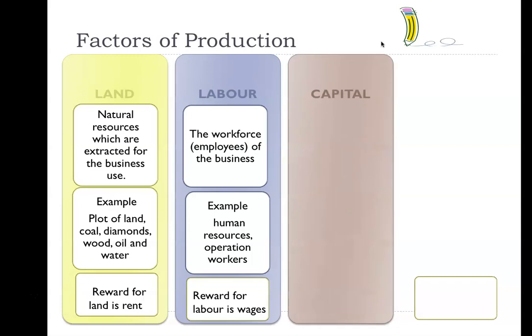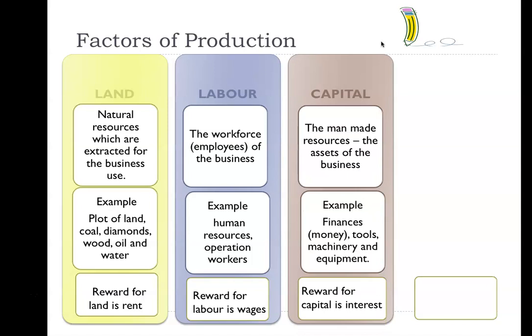The third factor of production is capital. Now capital is the man-made resources, in other words the assets of the business. So examples could be money, so finance, tools, machinery and equipment, so none of it's natural. And the reward for capital is interest.